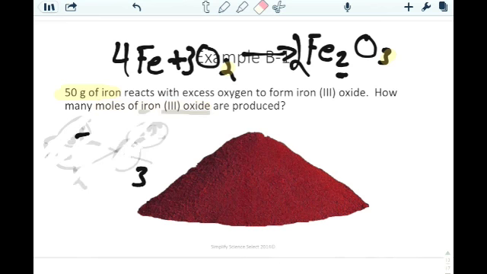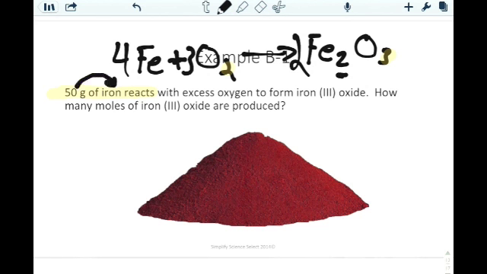Now that we have a balanced chemical equation, we can actually work out the problem. Now remember, I told you, anytime that you see grams, you need the molar mass, whatever it says grams of. So it said 50 grams of iron. So guess what you're going to need? You're going to need the molar mass of iron, which is right around 56. We'll round it to there. So 1 mole of iron equals 56 grams of iron.